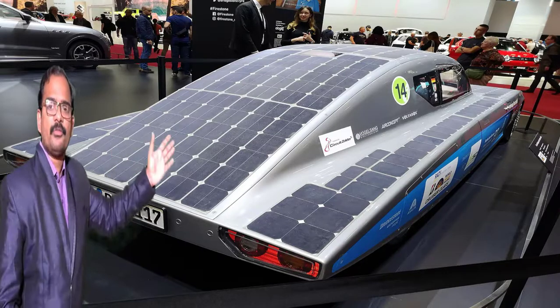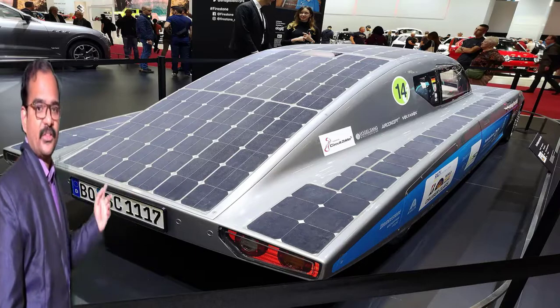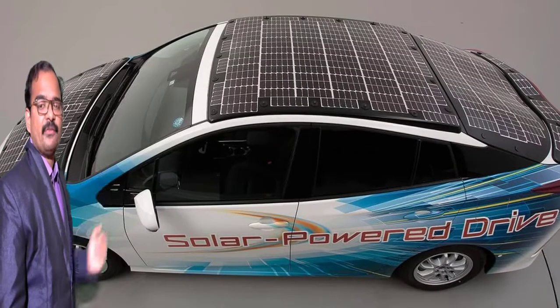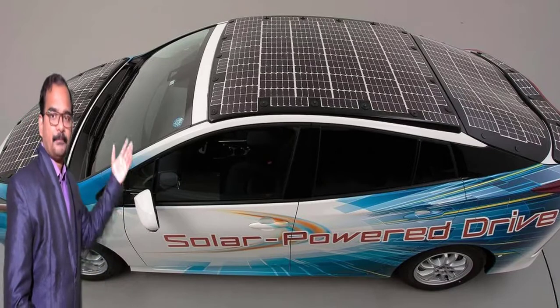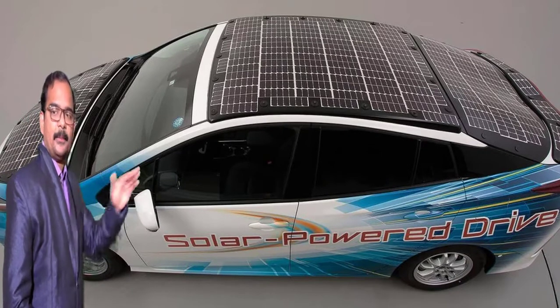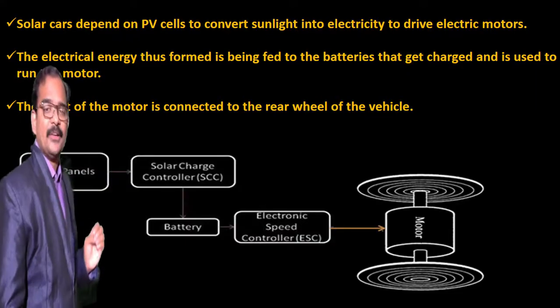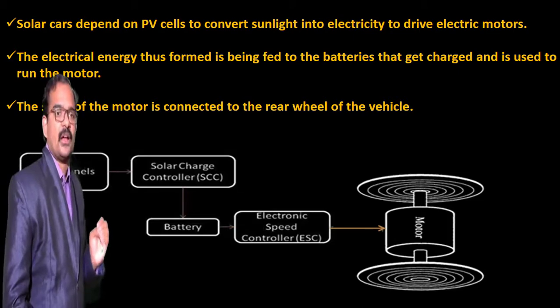The top surface of the solar racing car is powered by solar panels in this case. You can see some other design of a solar powered drive car here. Again, the roof, the front side bumper, and the back side are covered by solar panels. Now coming to the working operation of this solar car.